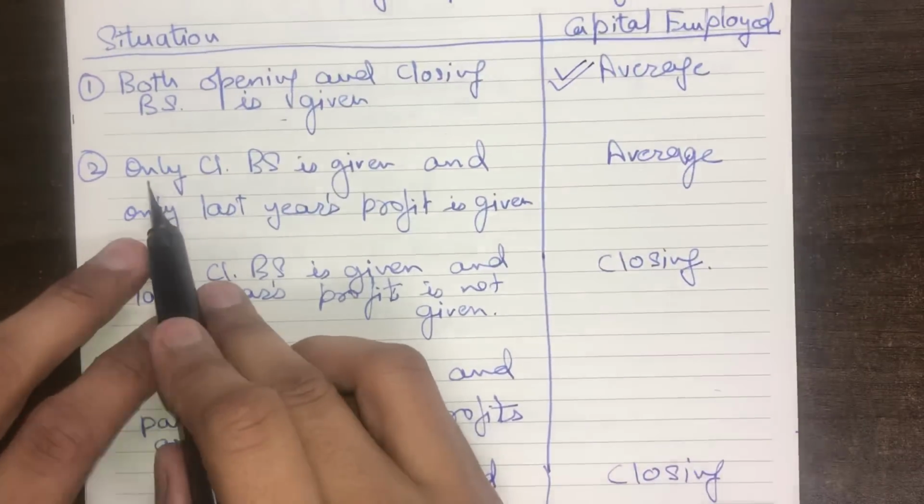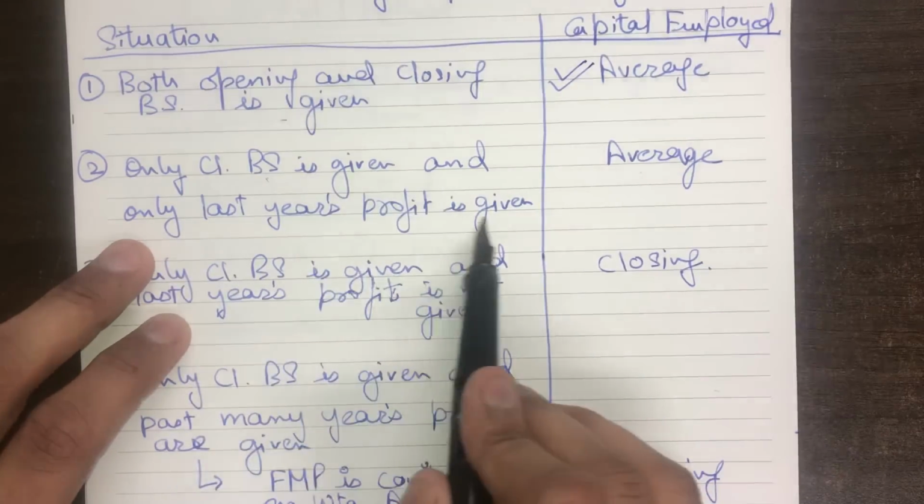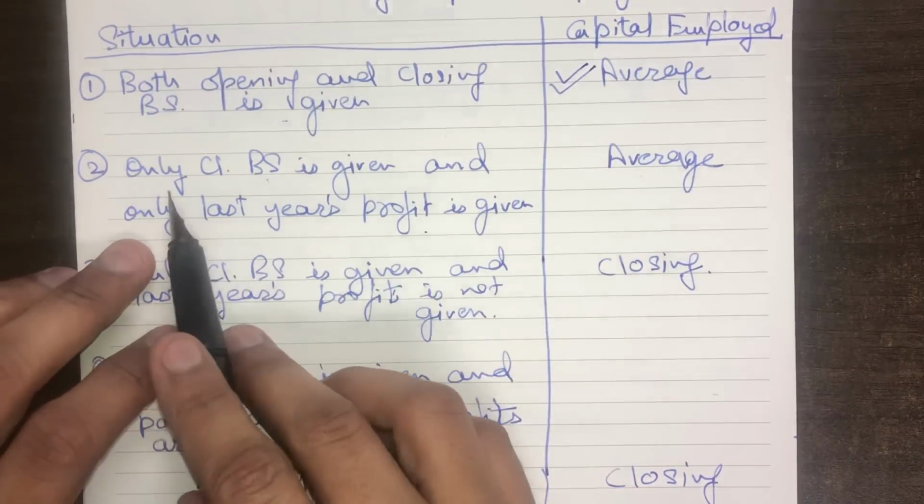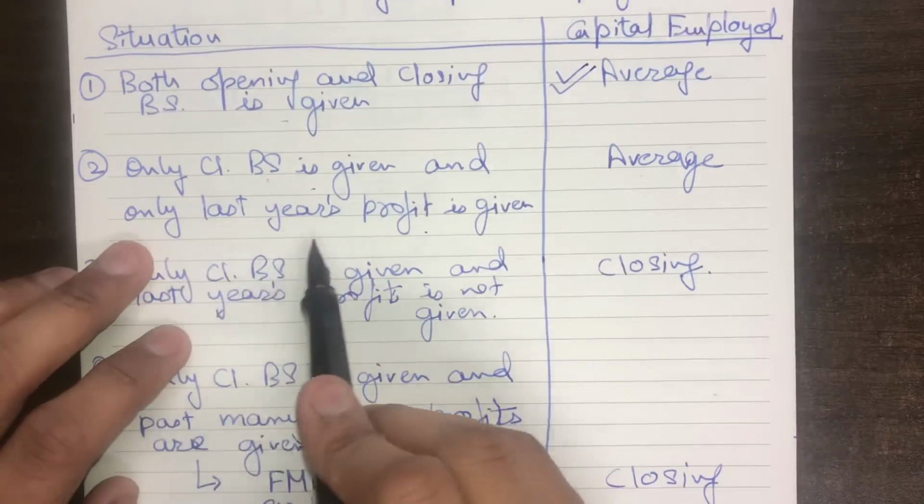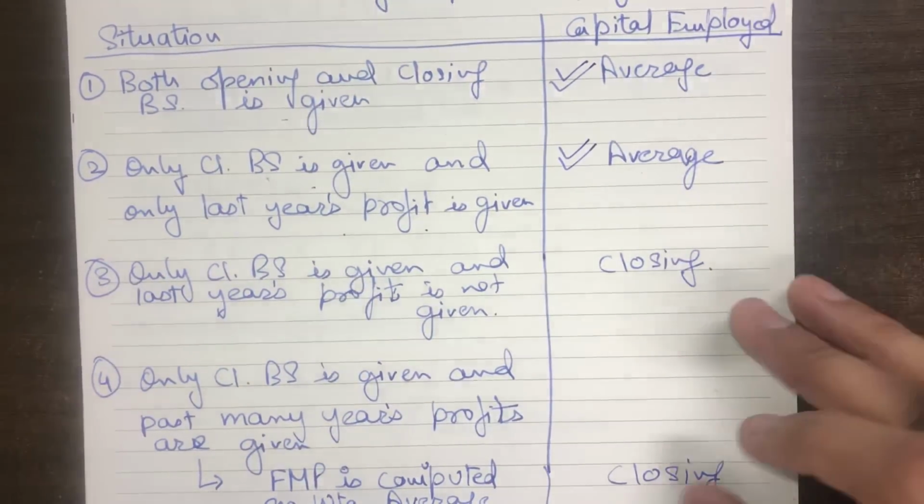Now if only closing balance sheet is given to you and only last year's profit is given to you, the earlier year's profit is not given to you, only closing balance sheet is given and last year's profit is given, then you should choose average capital employed.